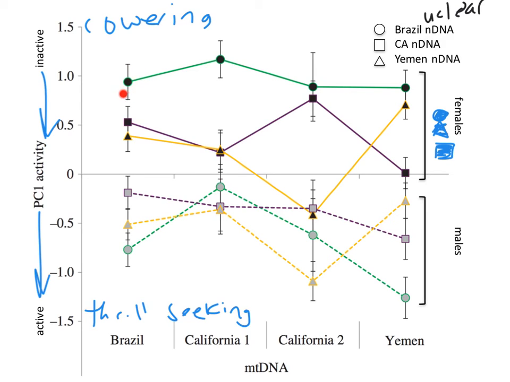So if you take a female, filled-in circular, circular is Brazil, sorry. Brazilian nuclear DNA over here, and she's in the column with Brazilian mitochondrial DNA. So that's a typical control individual. It's a Brazilian seed beetle. Relatively inactive.